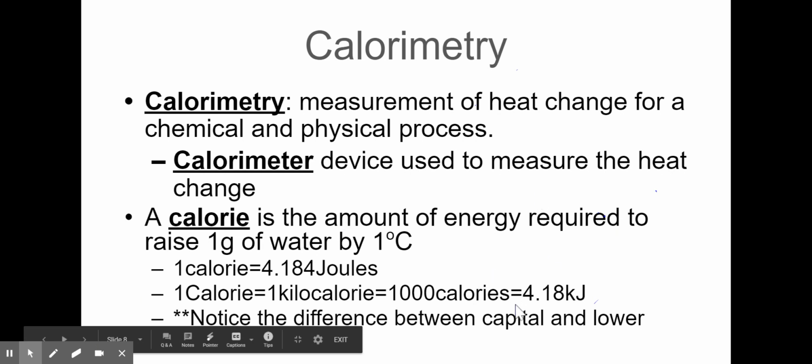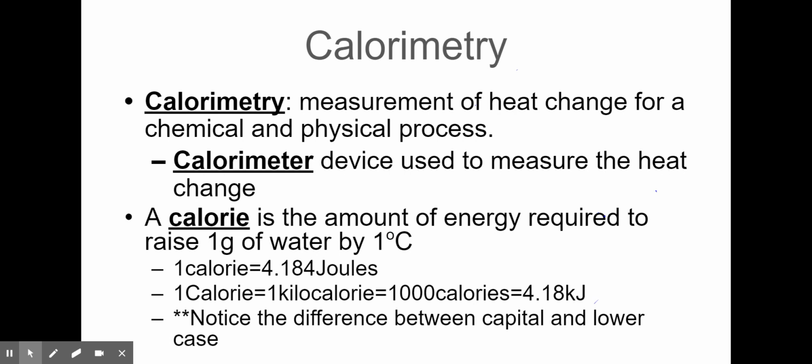So looking at this, how do we figure out how much energy it is? Well, there's a study called calorimetry. Calorimetry is the measure of the heat change. Heat, remember, is a transfer of energy. Calorimetry is a measure of the heat change for a chemical and physical process. A calorimeter is a device that's used to measure that heat change. 1 calorie is 4.184 joules.